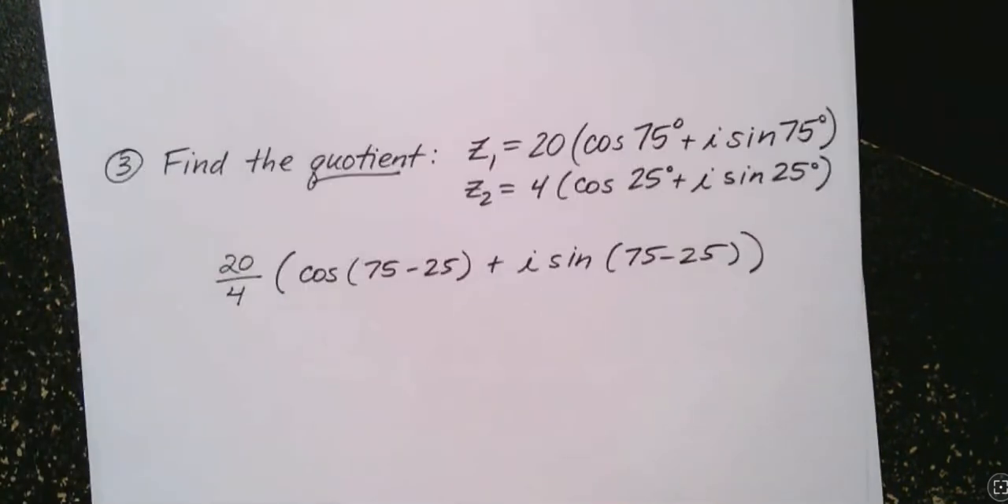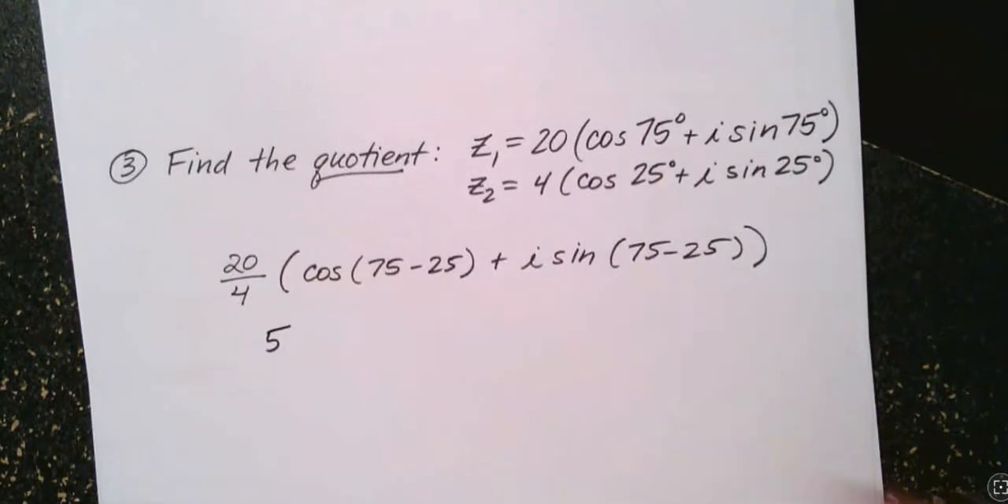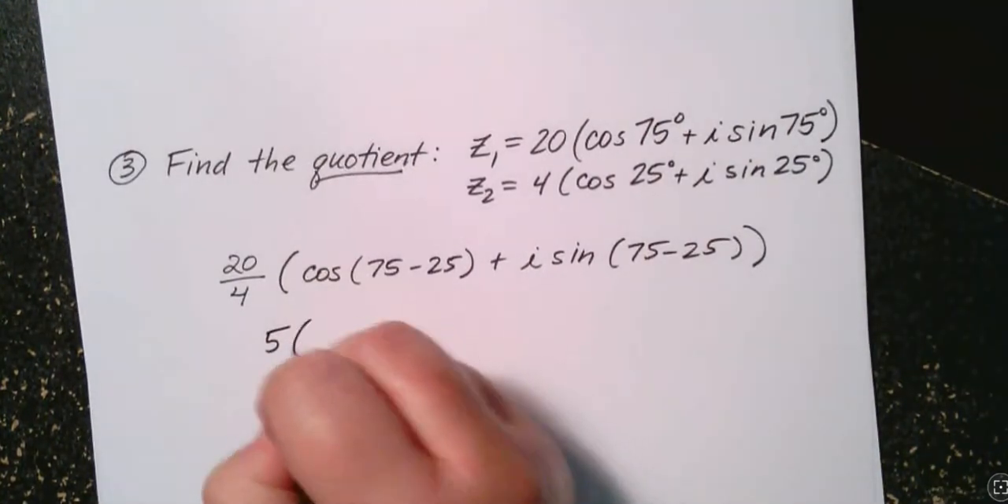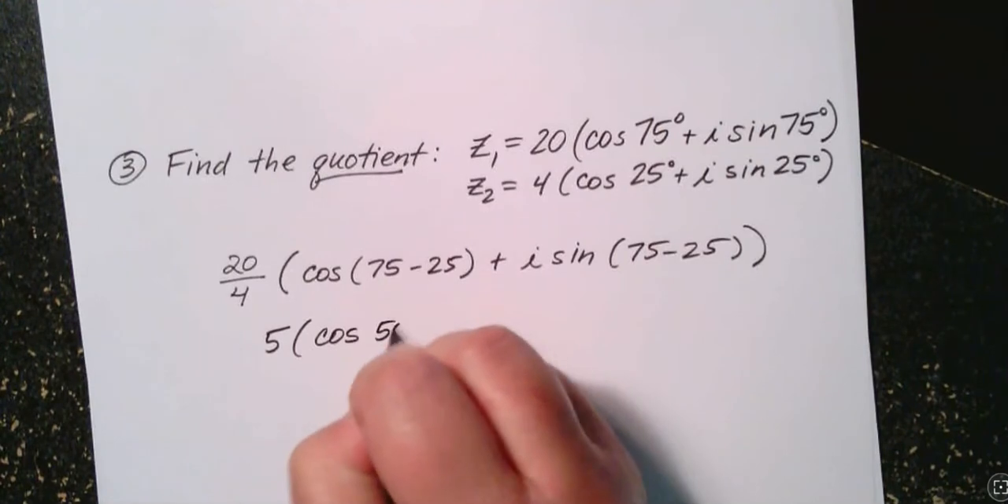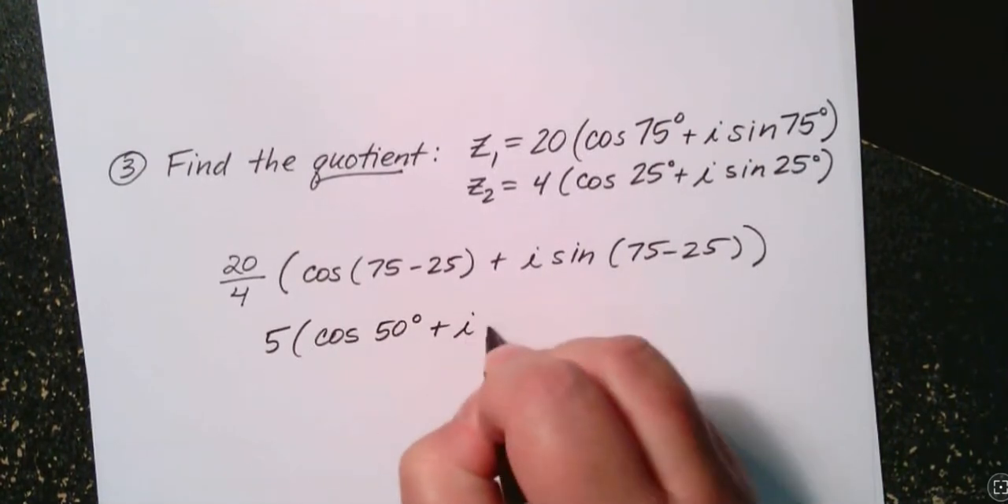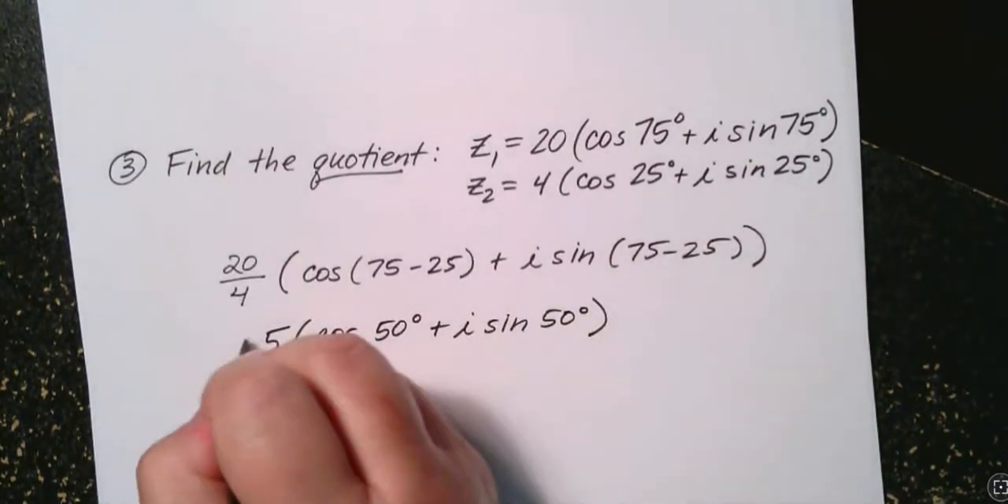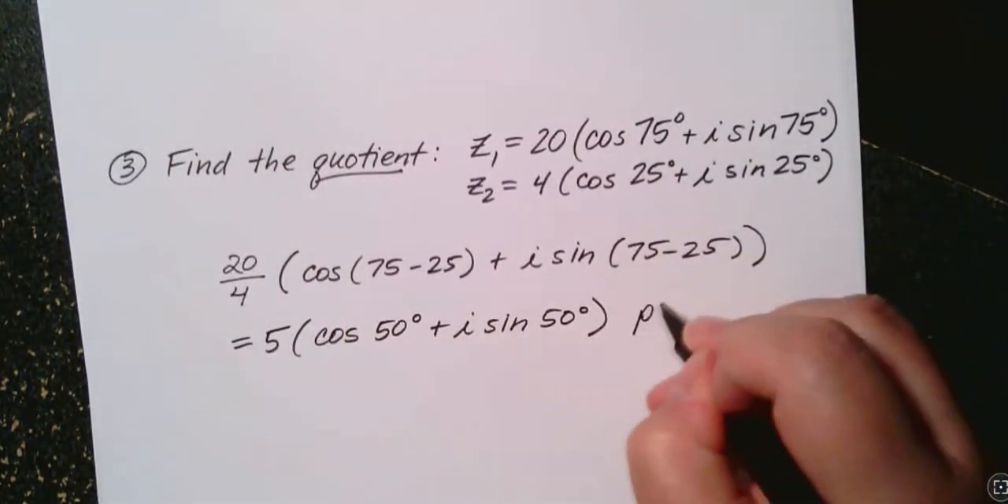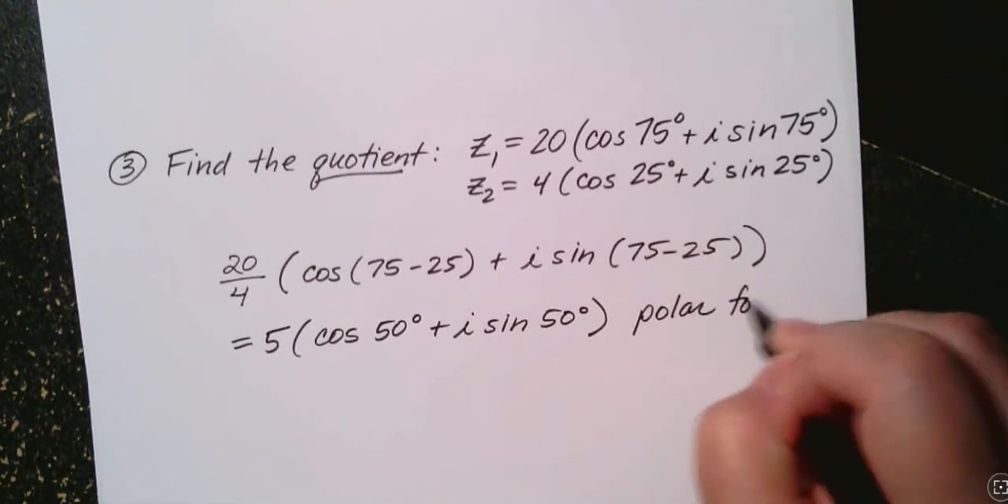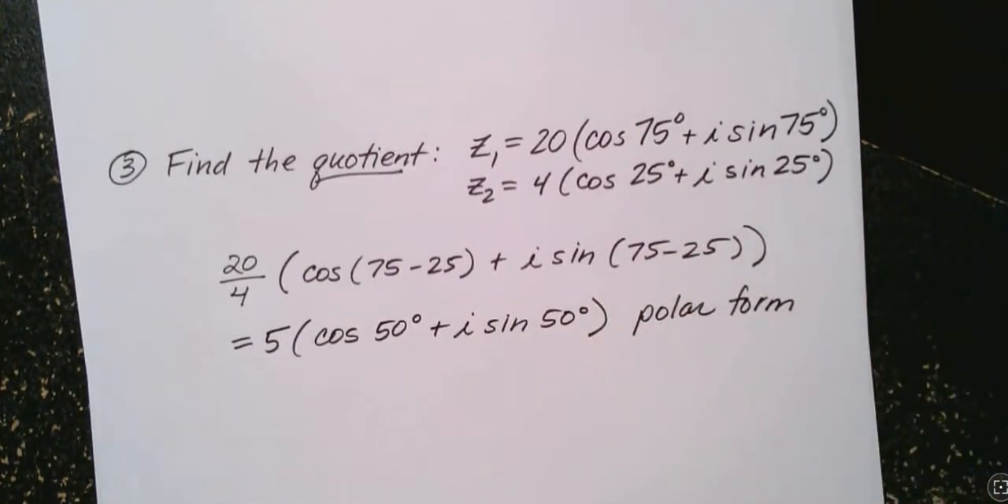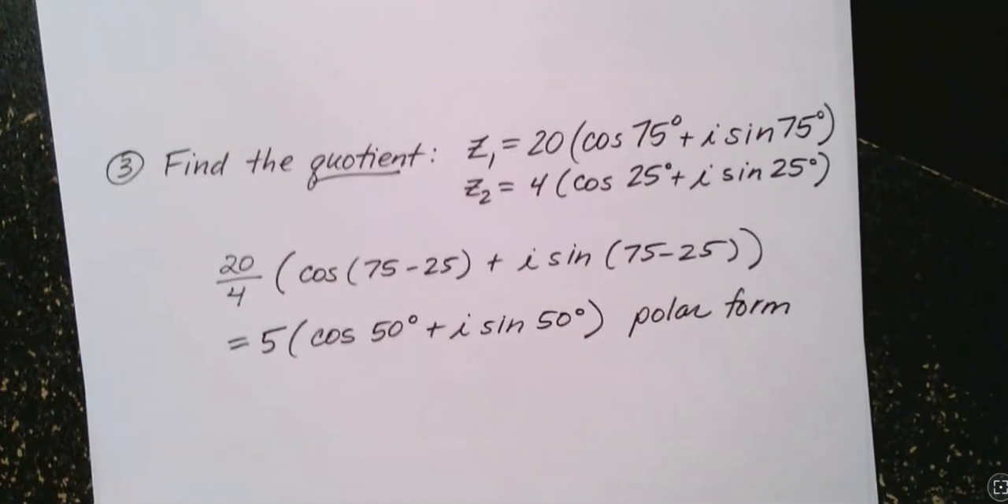So that means I'm going to do 20 divided by 4, that's 5. 75 minus 25 is 50. So 5 times cosine of 50 plus i times sine of 50. And that's my answer in polar form. Now if I were to change it to rectangular form, I would end up with decimals here. I would definitely have to get decimal approximations because those aren't unit circle values. So I'm going to go with what my problems asked me to do and just leave it in polar form.